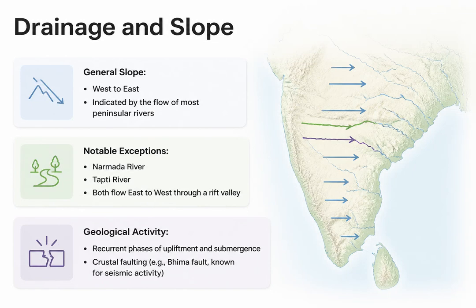If you look at the rivers on the Peninsular Plateau, most of them flow from west to east, which clearly indicates the general slope of the landmass. However, there are notable exceptions. The Narmada and Tapti rivers flow from east to west because they are guided by a deep rift valley rather than the surface slope. The plateau has also experienced recurrent phases of upliftment and submergence over millions of years, leading to crustal fractures like the Bhima Fault, which still experiences seismic activity today.